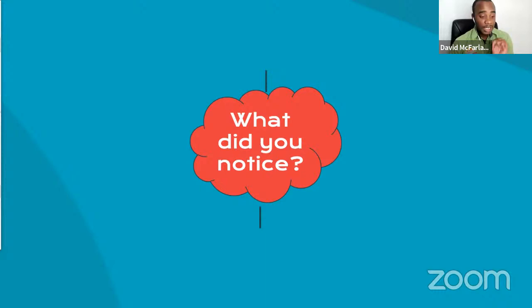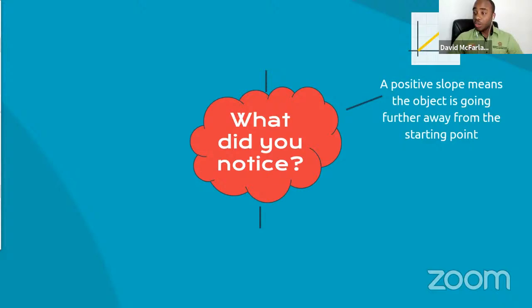So that is one thing that we observed when he moved, he went further away. The slope of the line increases, which is this point that we have right here. So whenever we see a positive slope on a distance time graph, it means that the object is going further away from the starting point.